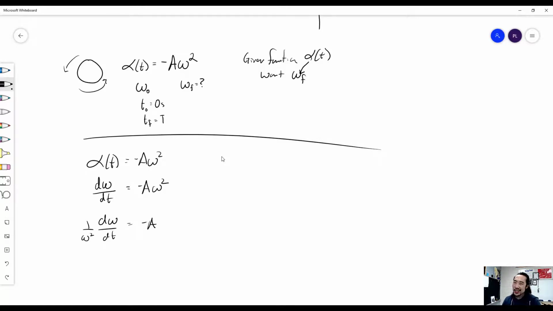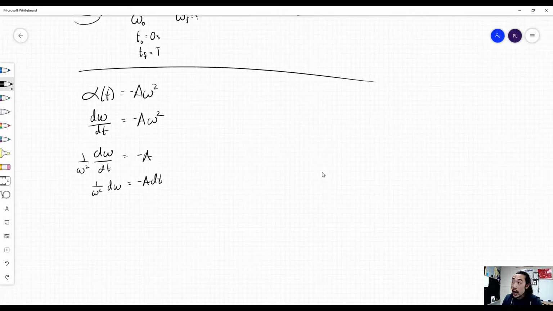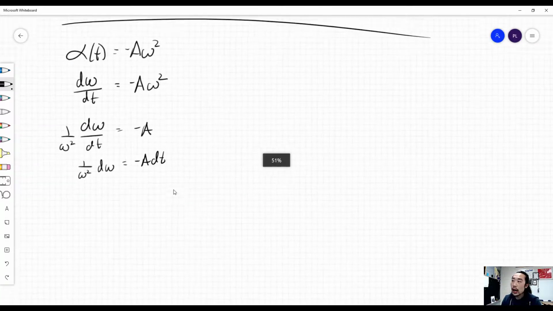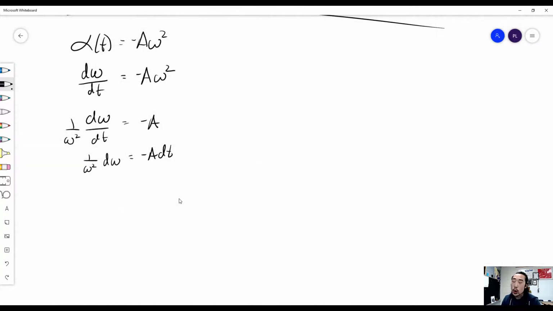However, look at this dt. It does not belong there. dt does not have an omega attached to it, so I'm going to move dt to the other side by multiplying both sides by dt. So we get negative a dt is equal to 1 over omega squared d omega. Right now, all we did is set up the function so that we can properly integrate it, so that we have all the like terms together.